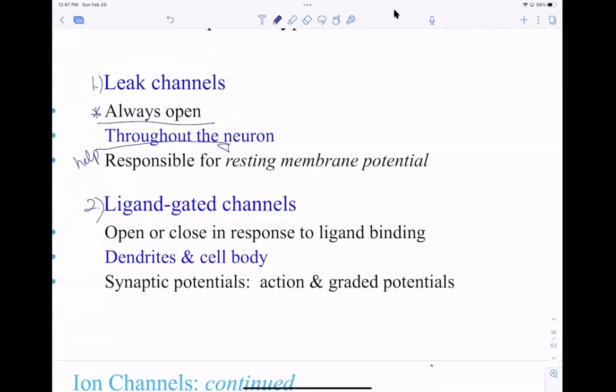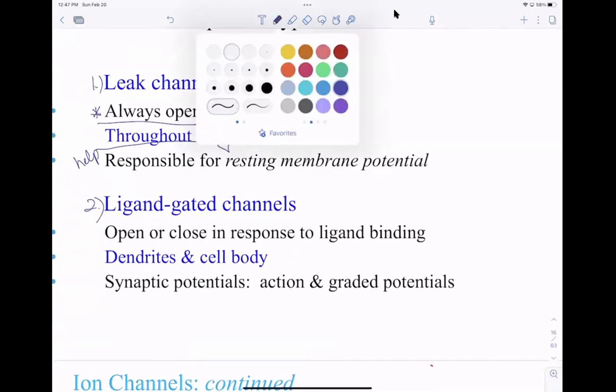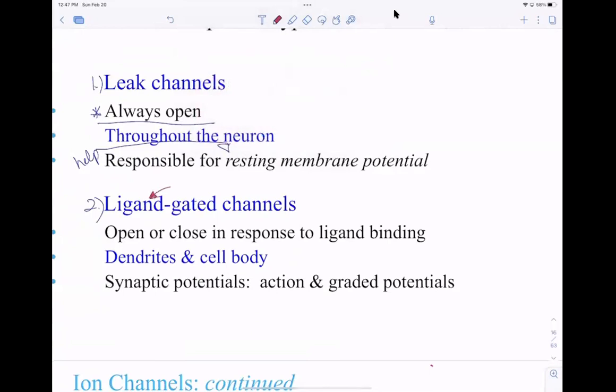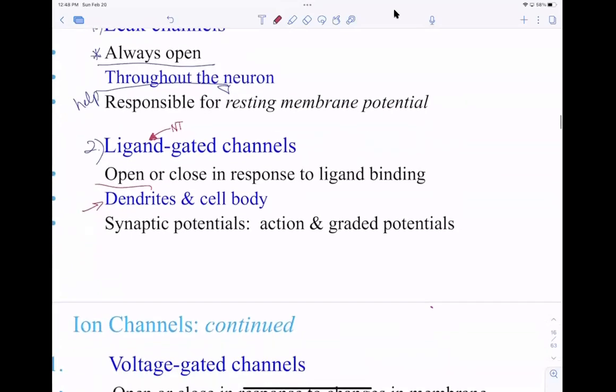Number two are ligand-gated channels. Now, a ligand, again, is anything that binds to a protein. And in this case, that anything is going to be a neurotransmitter. So neurotransmitters are the ligands. They'll bind to a ligand-gated channel, and that will open the channel and allow an ion in. Some of them are inhibitory. They can close channels as well. So not all stimuli are going to be excitatory and cause a depolarization and an action potential. Some actually make it harder to generate an action potential, and those are called inhibitory. Ligand gated channels are on the dendrites and cell body or soma. And these are the gated channels that start graded potentials that can then lead to action potentials.